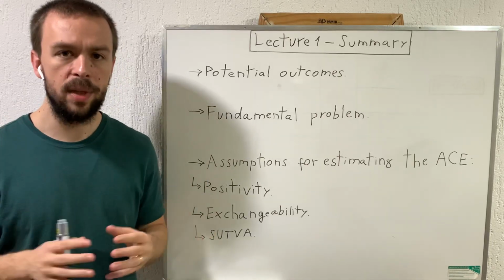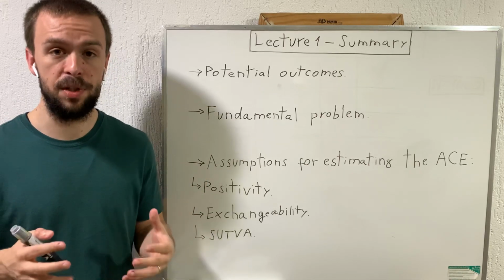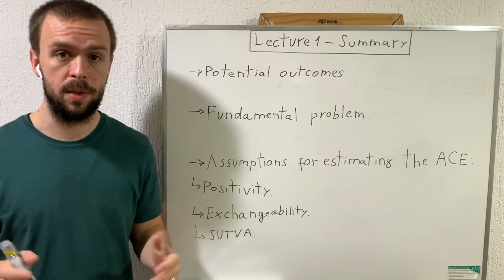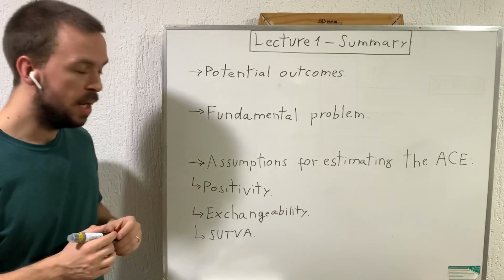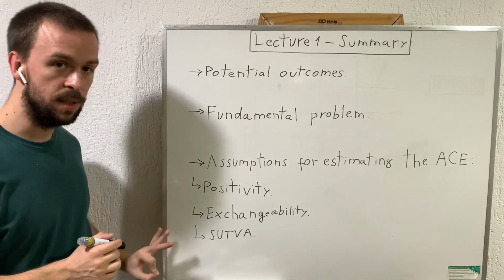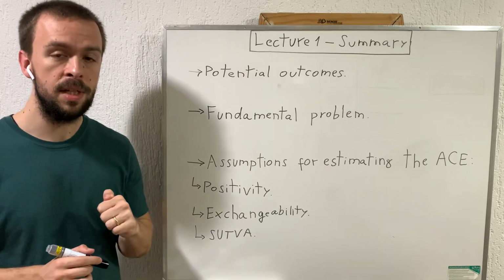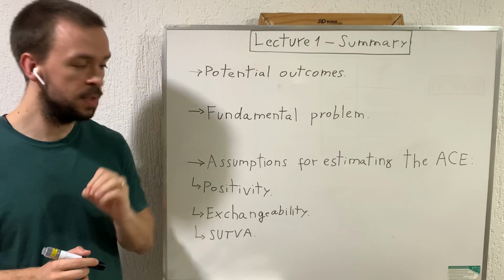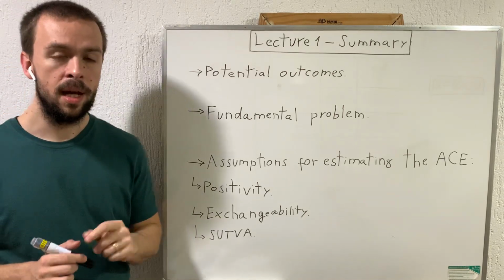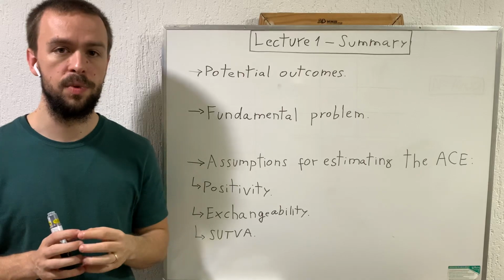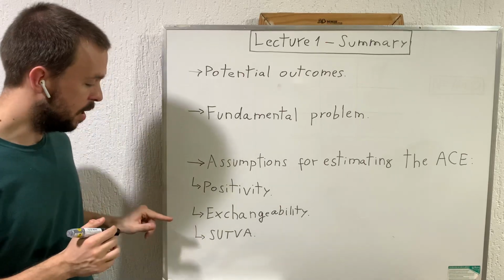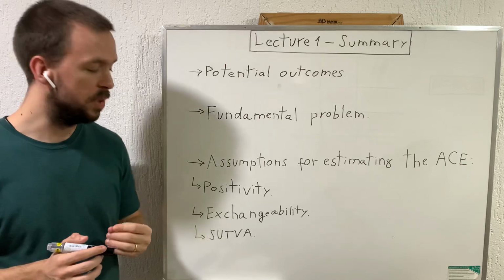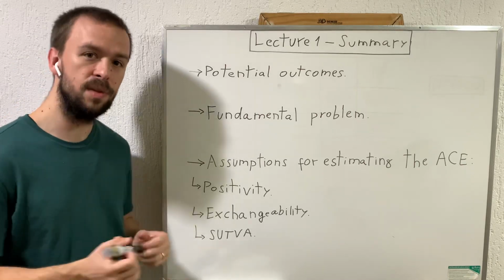And during the lecture, we learned a set of assumptions that are sufficient for us to estimate the average causal effect, which is the causal parameter we're interested in in our course. And we learned that we need three assumptions. One, positivity: the exposure or treatment variable should not be constant. Two, exchangeability: exposed and unexposed groups should be comparable. And three, a well-defined causal contrast, or stable unit treatment value assumption, or SUTVA for short.